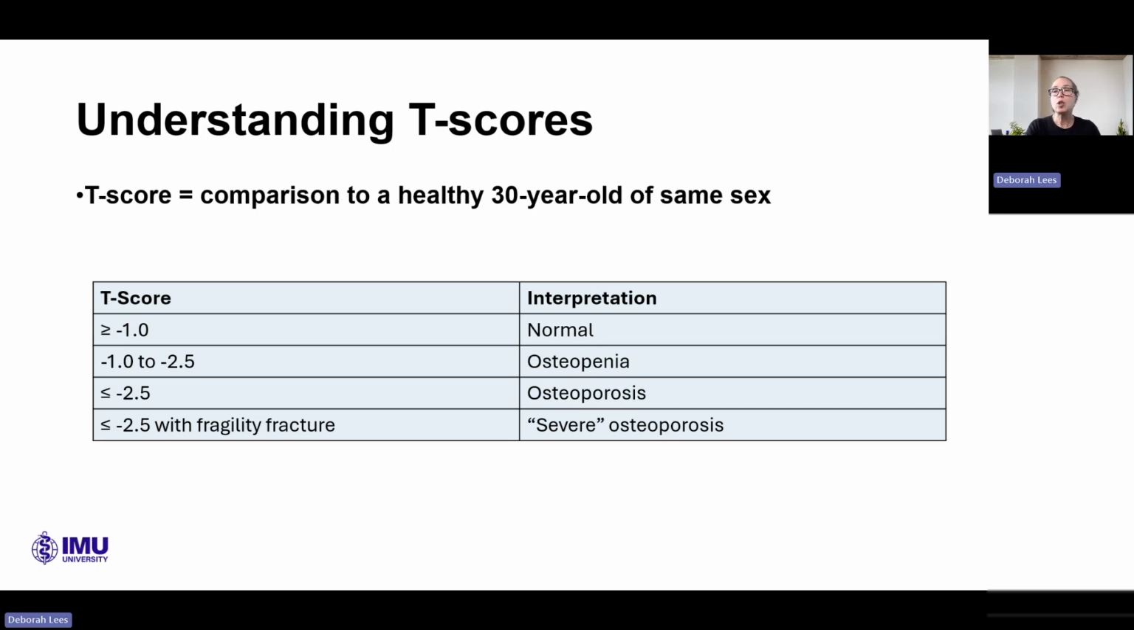So greater than or equal to -1 is normal. -1 to -2.4 is osteopenia. -2.5 and less is your marker for osteoporosis, and -2.5 with a fracture is severe osteoporosis. And that's the T-score. The T-score is when you're comparing against young, fit, healthy bone at peak bone mass, so normally someone around the age of 26.